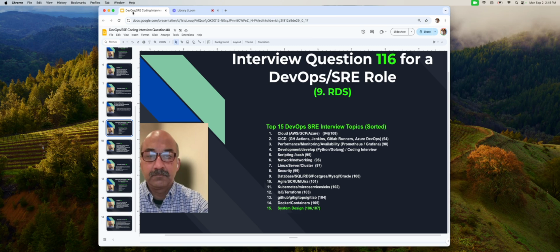RDS is basically SQL servers, MySQL servers, or actually it can be multiple types, on AWS. So if you want an RDBMS, meaning Relational Database System, you can choose from different types, MySQL and Aurora and whatnot, right? And that whole service is called RDS on AWS. So the question today is on that topic.